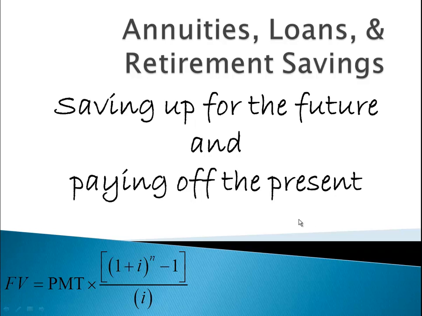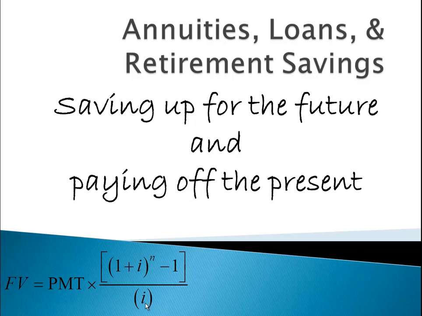We're looking at annuities, loans, retirement savings, the math for paying off a loan or saving up for retirement, that kind of thing. So the key things I'm looking at are saving up for the future and paying off the present. In the previous videos, I did the annuities or the sinking funds. That's basically the formula down here on the left-hand side. We were making payments to save up for the future, so our future value is what we're building up there. It incorporated this nice formula here, with I being the interest rate per period and N being the total number of periods.